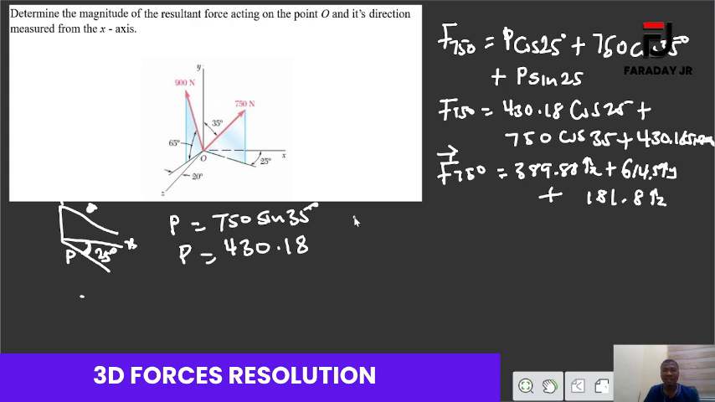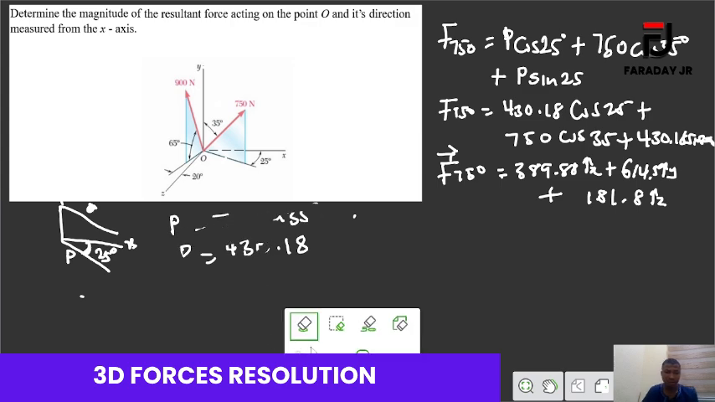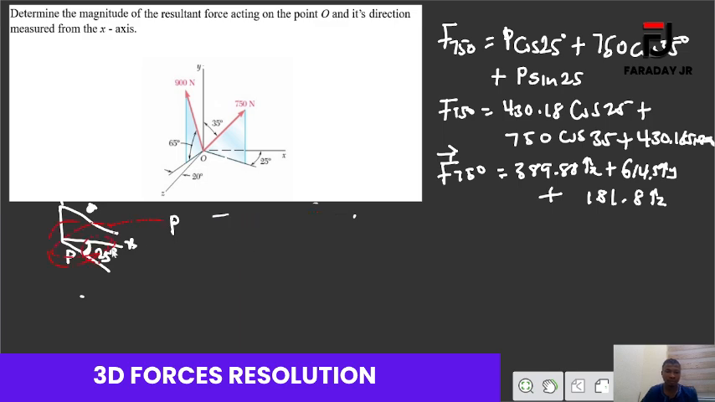So now let's look at the individual resultant the force 900 Newton is giving us. Okay, so let me clean this part out. Okay. Now we have force 900 acting between the y plane and that of the z plane. So we realize that the force 900 is giving us a certain amount in the x plane, in the z plane, and then finally in the y plane.